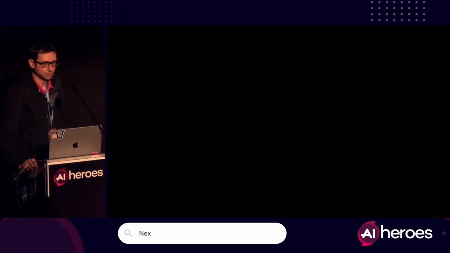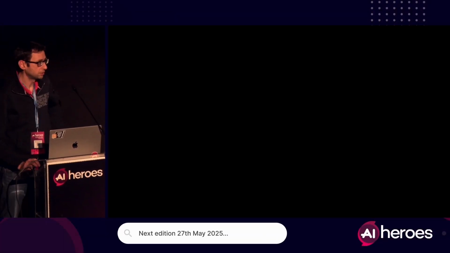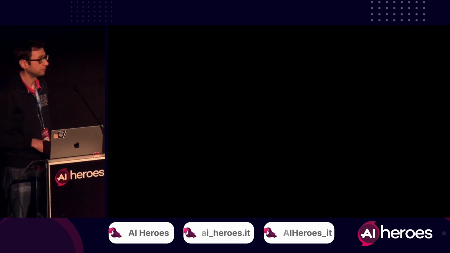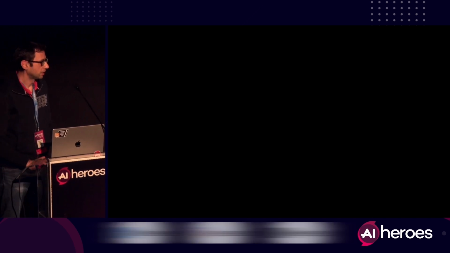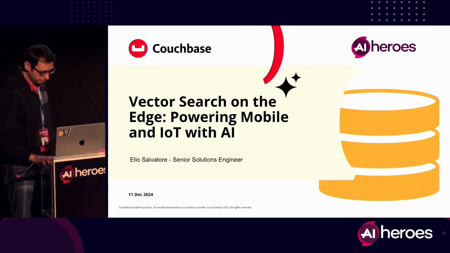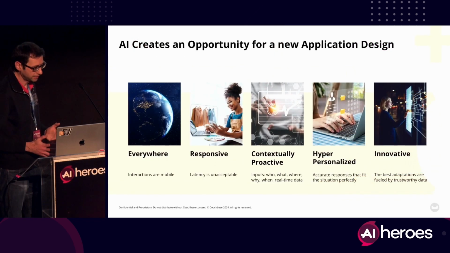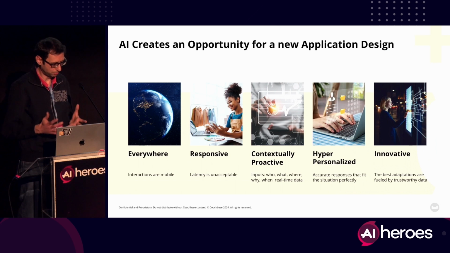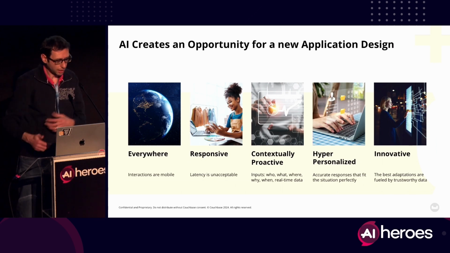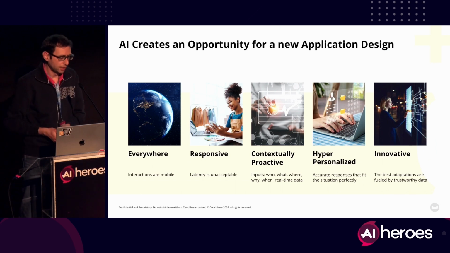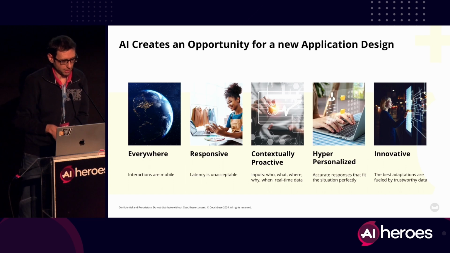Today the idea is to guide you through a different angle on vector search and RAG. So basically, the idea is to understand how it's possible to use vector search and RAG on mobile. AI is creating a lot of opportunity on mobile, because now there is a lot of interaction on mobile. And another important aspect is latency.